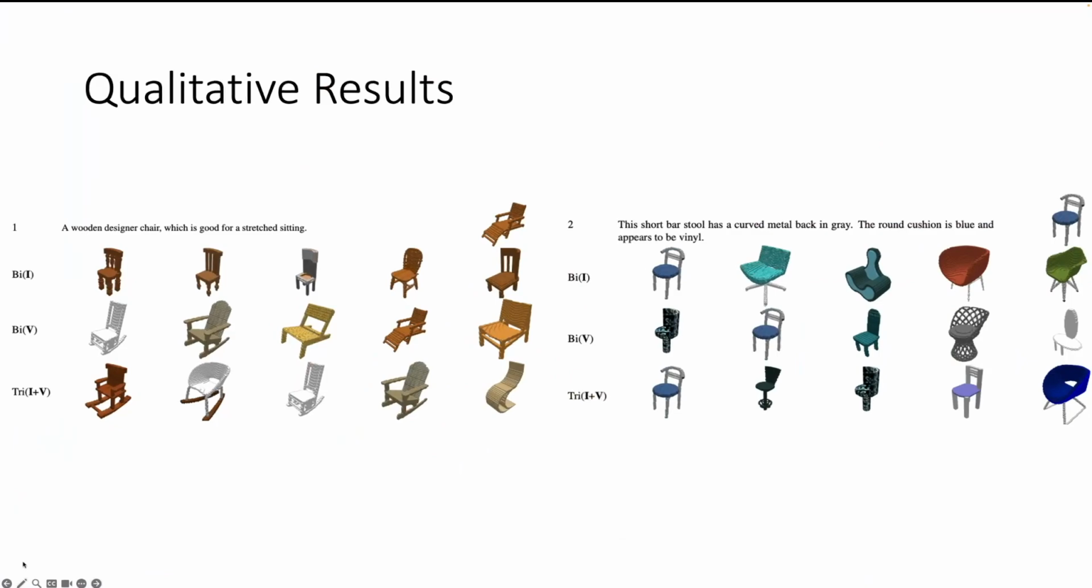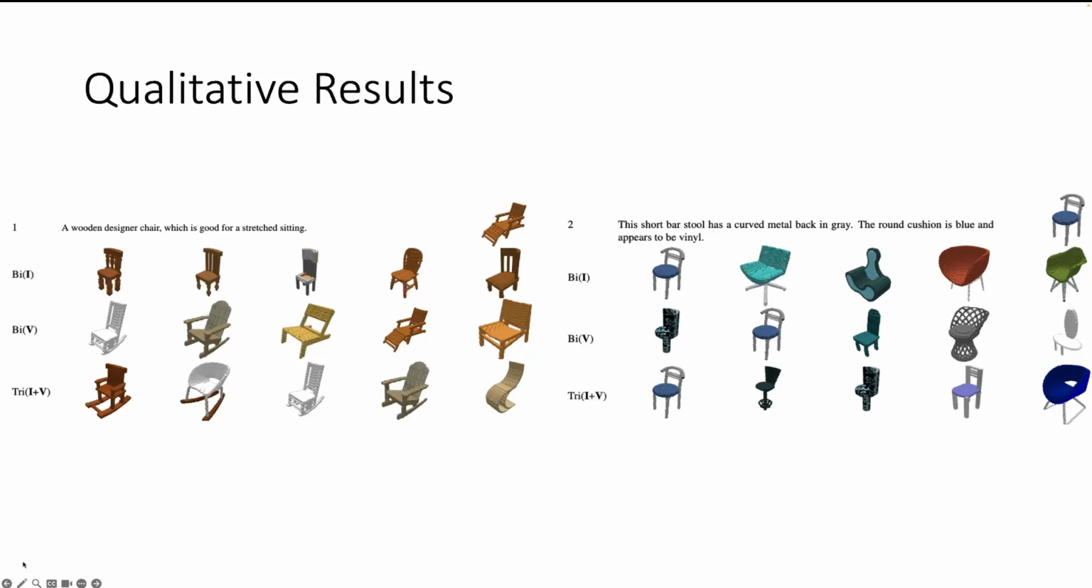Here we show some qualitative results. The input text descriptions as well as the top 5 retrieved objects are shown. In the upper right-hand corner is the ground truth shape. While our model may not always return the ground truth shape, it returns plausible objects that match the text descriptions.